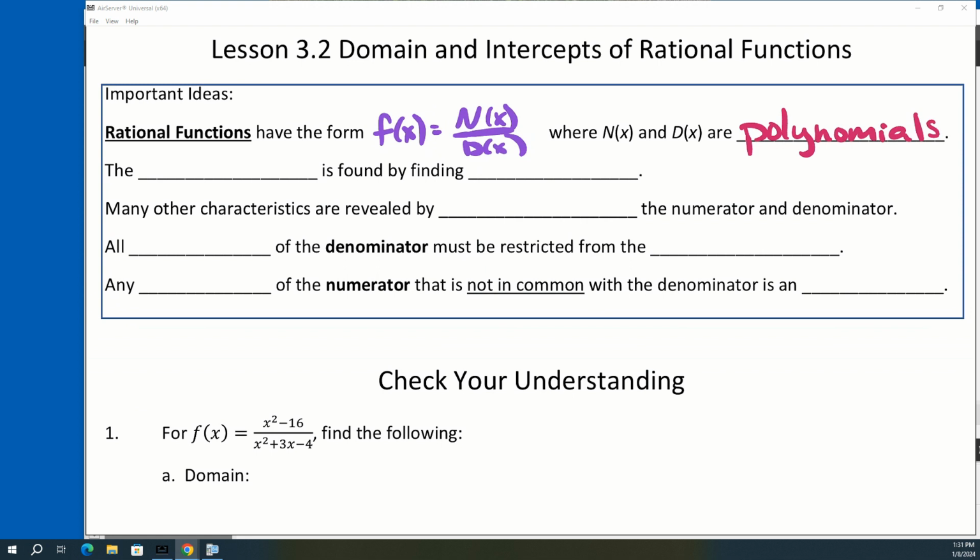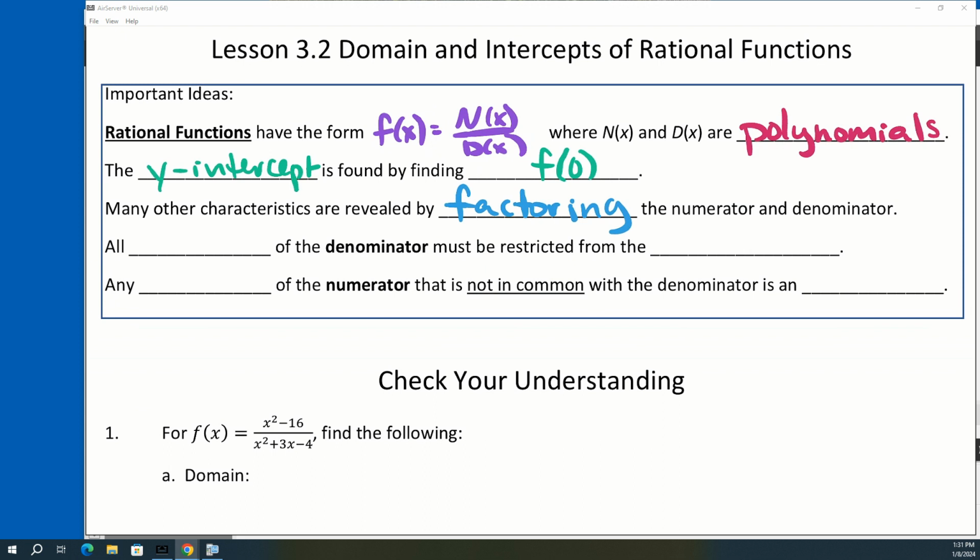All right, so any function in the world, if you want to find the y-intercept, what do you do? Put zero in for x. So the y-intercept is found by finding f of 0, so putting 0 in for your x. And we already practiced that. Many other characteristics are revealed by factoring the numerator and denominator.